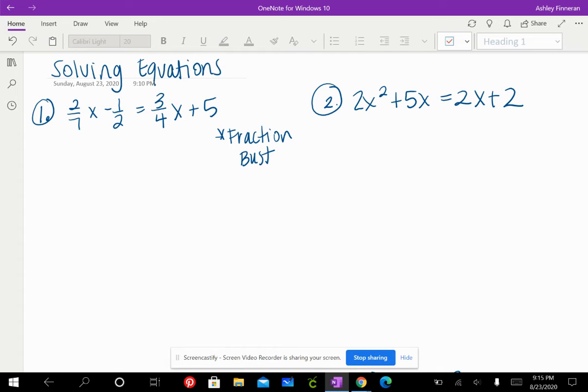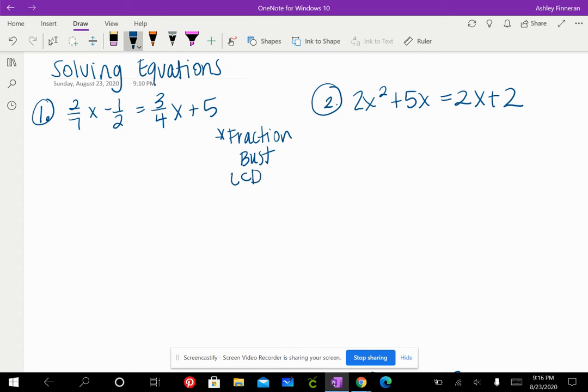So I'm going to look at my denominators, and I see my 7, the 2, and the 4, and I think, what number can I multiply by that will eliminate those fractions? So something that's divisible by 7, divisible by 2, and divisible by 4. Well, essentially what that number is the least common denominator. So we are going to fraction bust with the least common denominator. So what's the least common denominator of 7, 2, and 4?